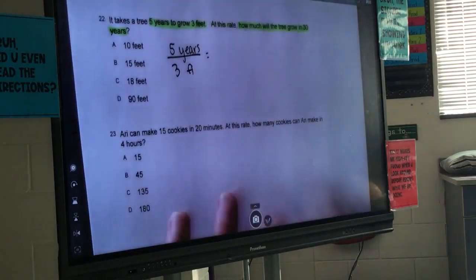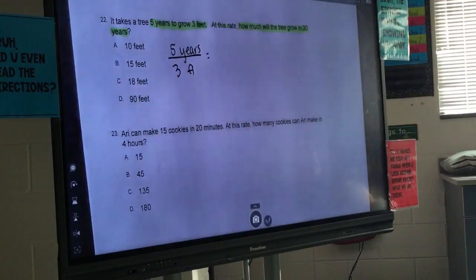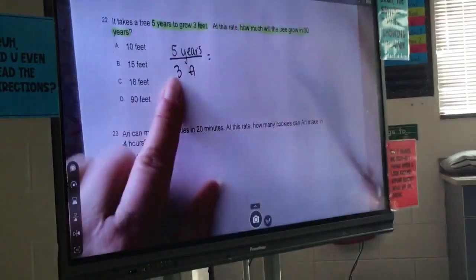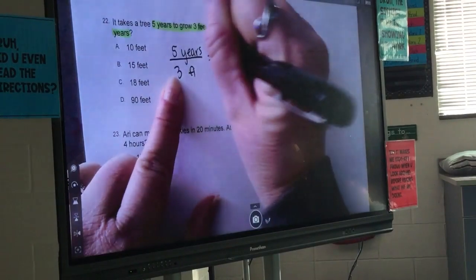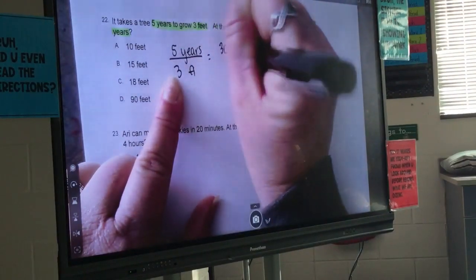What's the only other number in our question? No, we already used 3. 30. You guys said 30, I'm sorry. So does 30 go with 5 years or does 30 go with 3 feet? 5 years. And that is why it is so important to carry your units with you.